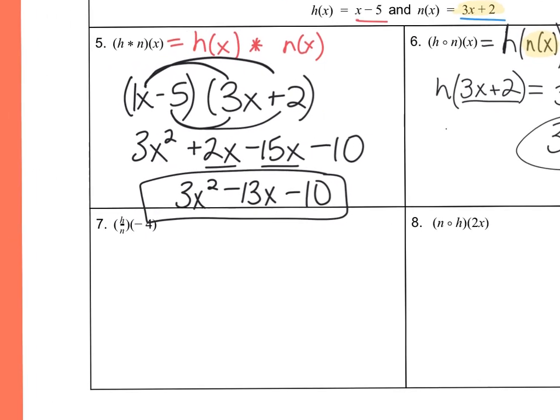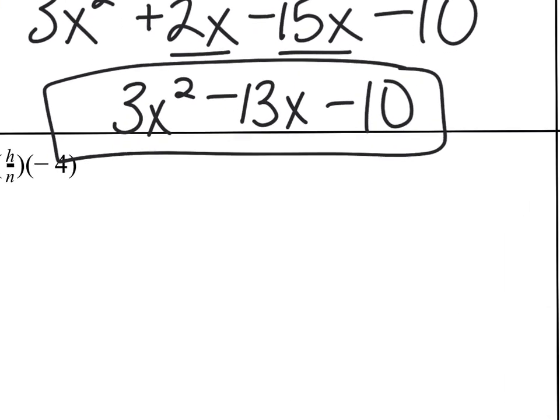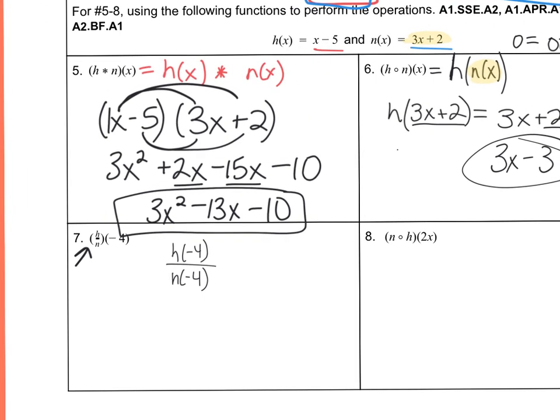Okay. h over n of negative 4. What does h over n mean? Division. So this is the same thing as h of negative 4 divided by n of negative 4. That's not too bad. I just plug in negative 4 into h, so that is negative 4 minus 5. And then I plug in negative 4 to n. That's 3 times negative 4 plus 2.